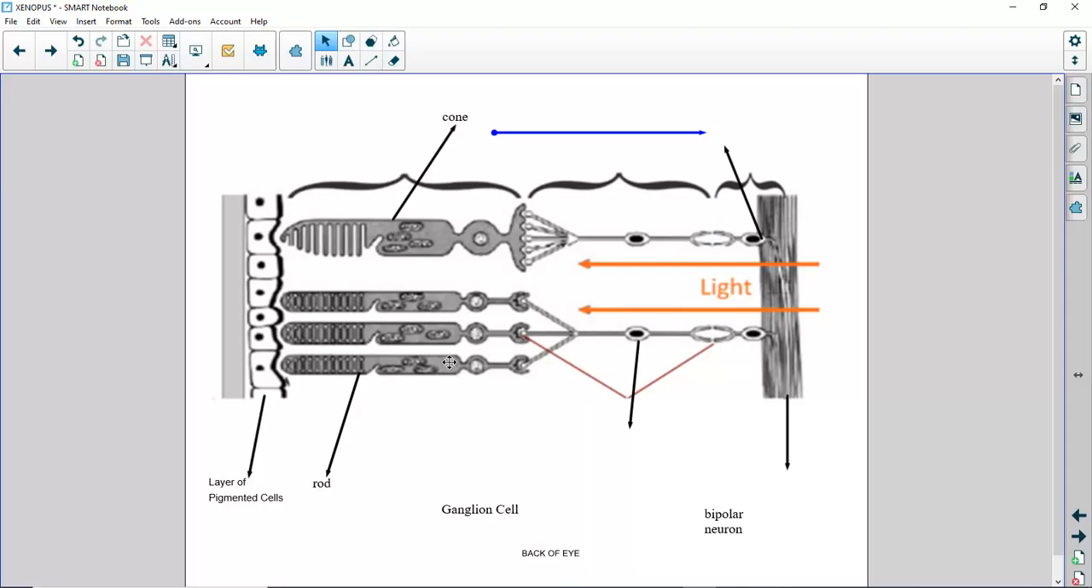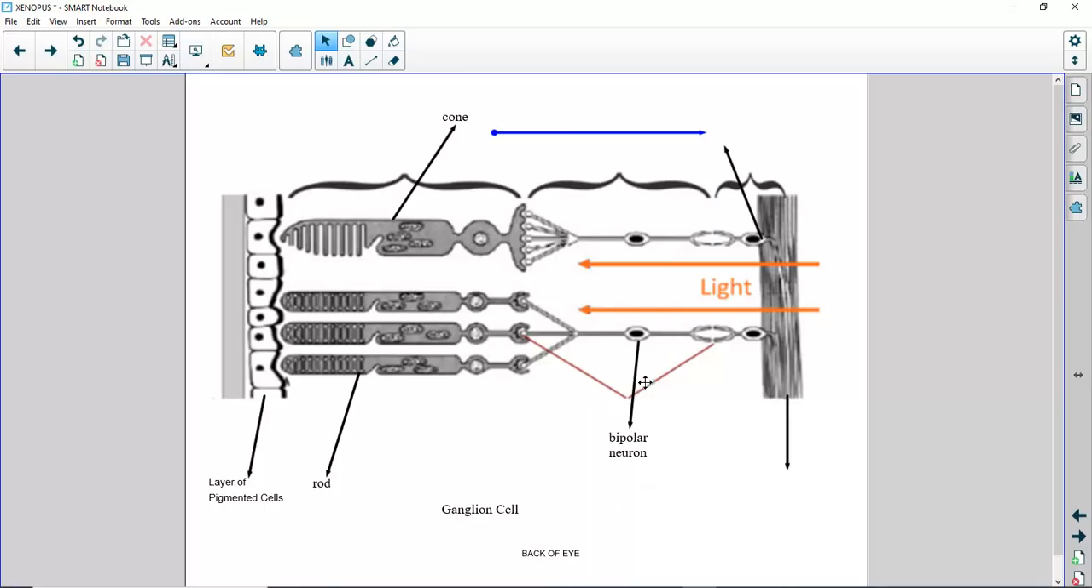If we go down, some of the other things you'll need to know: let's find your bipolar neuron, right there. A bipolar neuron combines impulses from rod and cone cells. So you see a bipolar neuron here and a bipolar here. What I mean by bipolar is that it has two sides to it.